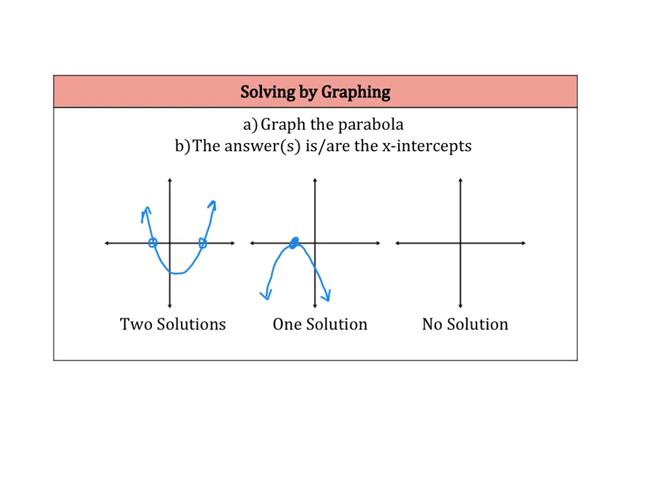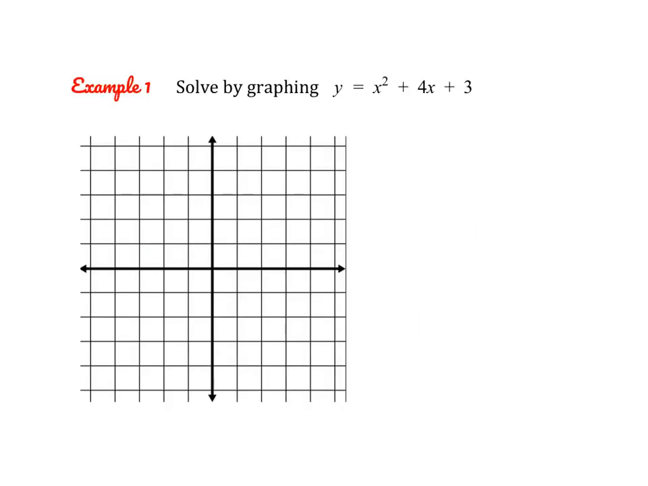Lastly, it is also possible for us to have no solution when we're solving a quadratic equation. So when you're graphing, that means that you would have something that looks like this. So an upward facing parabola where your vertex is above the x-axis, or maybe something like this, a downward facing parabola where your vertex is below. So if your graph never crosses your x-axis, then you have no solution.